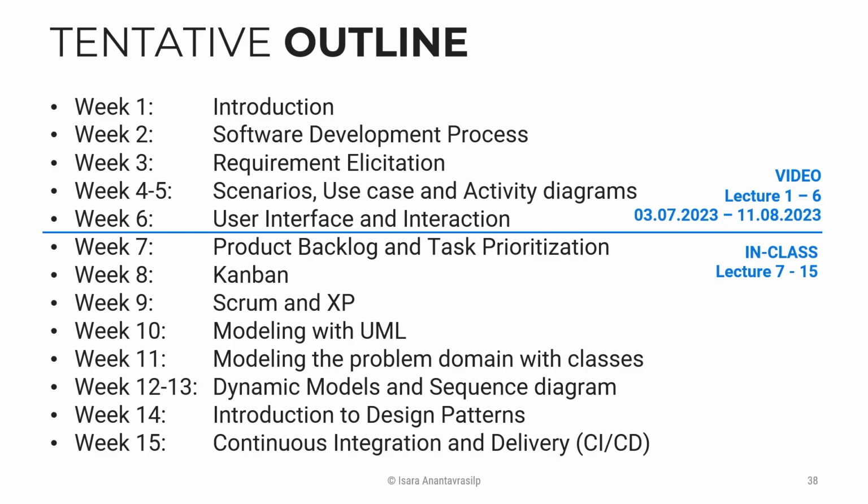Then we are going to switch to modeling. We are going to discuss how we can model our system using UML. That includes static models like classes and dynamic models like sequence diagrams. And if we do have time, we are going to discuss design patterns and CI/CD, or continuous integration and continuous delivery, as well.